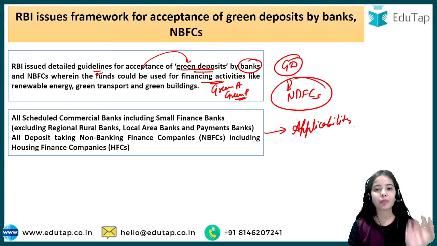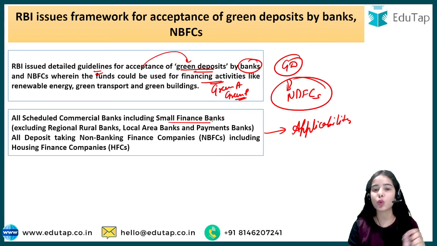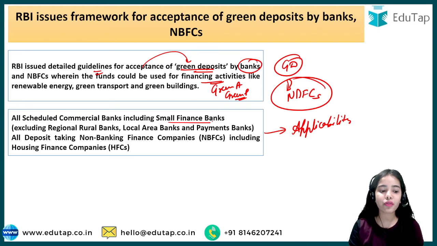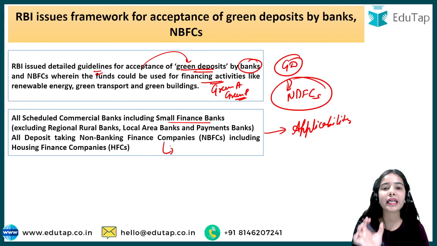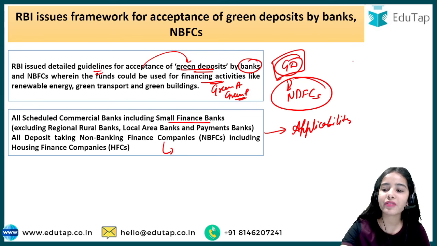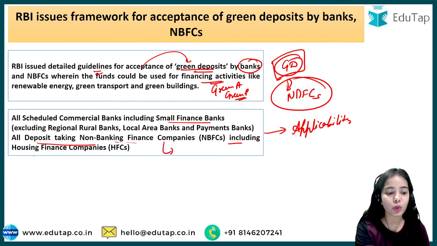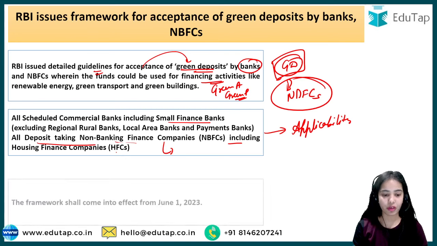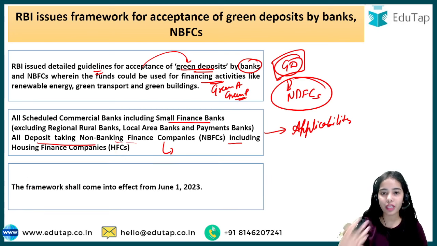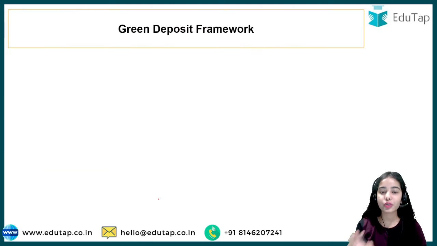The RBI has said that this framework is applicable to all scheduled commercial banks, including small finance banks, excluding regional rural banks, local area banks and payments banks. It is also applicable to all deposit taking NBFCs. Only those NBFCs that take deposits will come under this framework, because it is talking about green deposits. NBFCs that cannot take deposits will not come under it. All deposit taking NBFCs, including housing finance companies, will come under this framework. It will come into effect from June 1st, 2023. Remember the date very clearly. I hope you have understood the applicability.